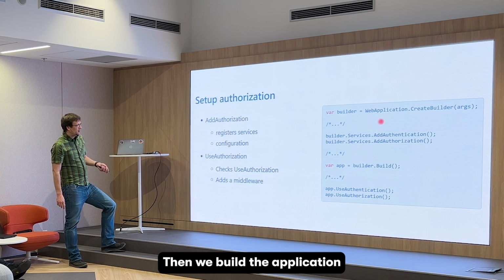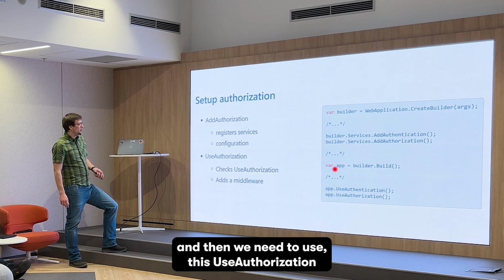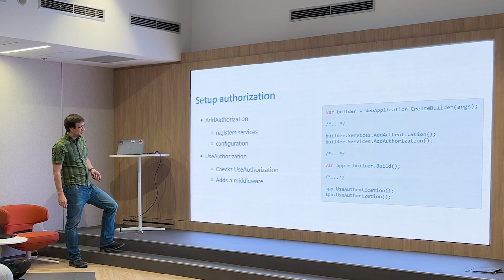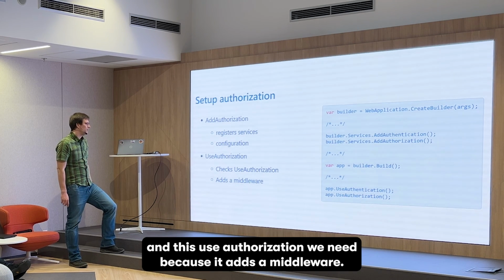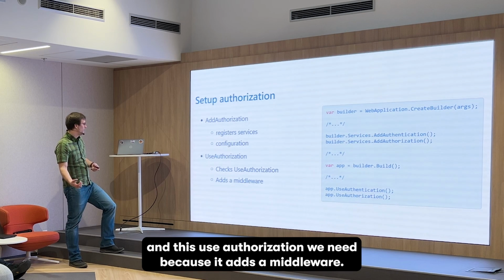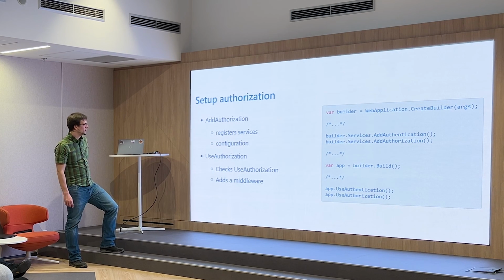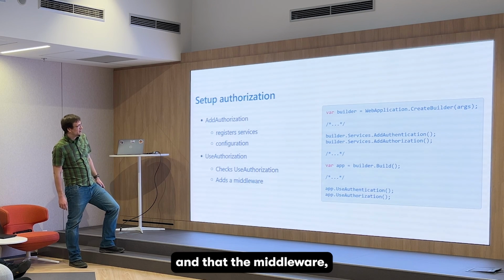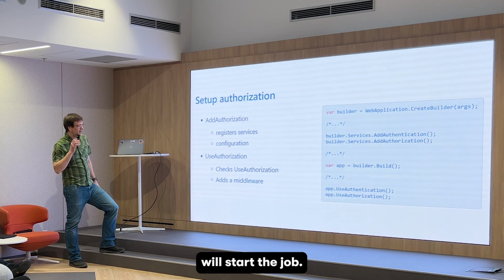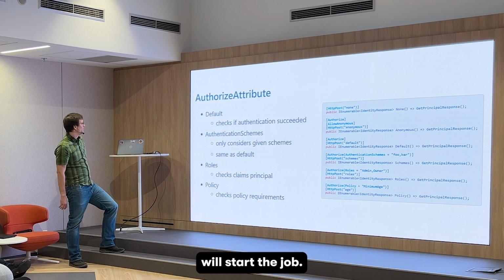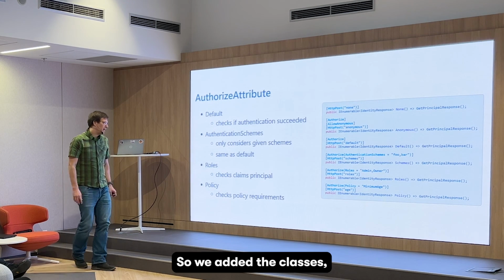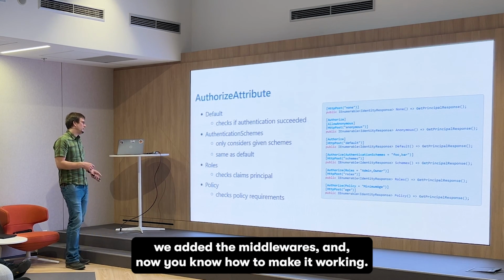Then we build the application, and then we need to use UseAuthorization. And we need this because it adds a middleware. We will see the middleware, and that middleware will start the job. So we added the classes, we added the middleware, and now you know how to make it work, right?